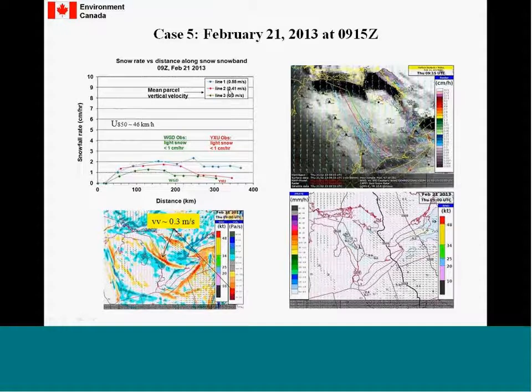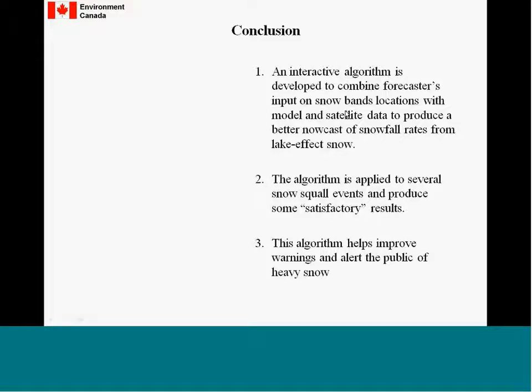meters per second for the model corresponds to the red line here. It's 0.4 meters per second, and that's what the model suggests. But I like this because I think the model underestimates the intensity of the big snow squall. So, the interactive algorithm forecasts this, inputting snow band locations with satellite data to produce a better nowcast of snow rate from lake effect snow.